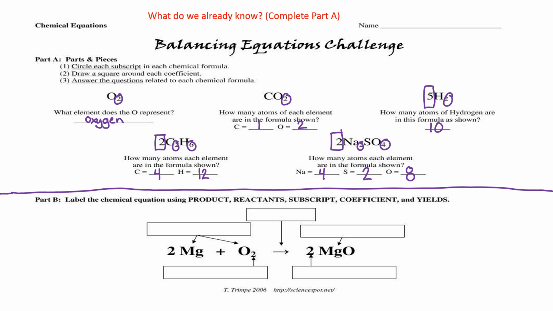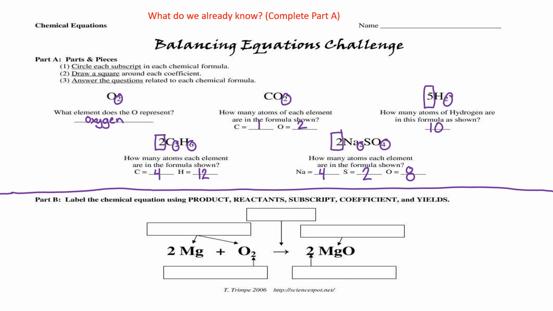All right. So everybody should have had enough time to do this. So let's go ahead and look up here. All right. So the subscripts, again, drawing the circles around them. So the 2 in O2 is a subscript. The 2 in CO2 is a subscript. The 2 in H2 is a subscript. In C2H6, the 2 and 6 are subscripts. In Na2SO4, the 2 and the 4 are subscripts.